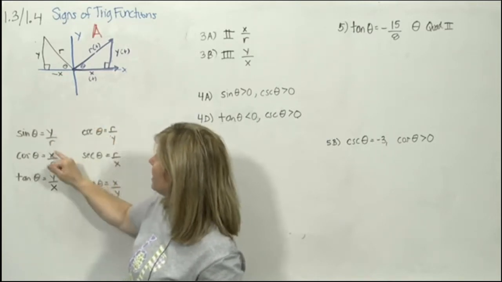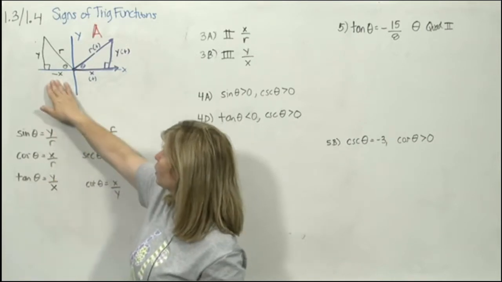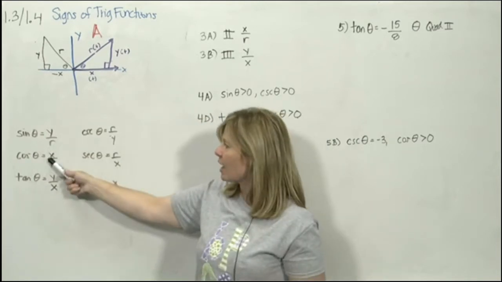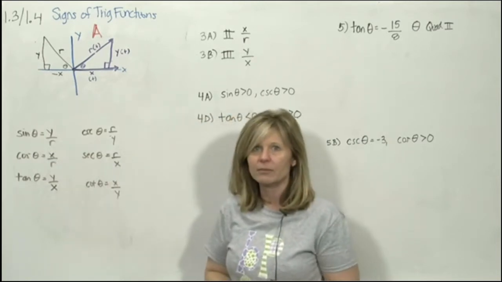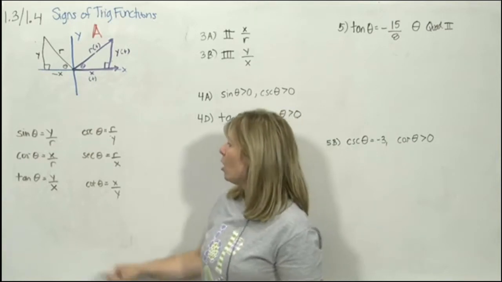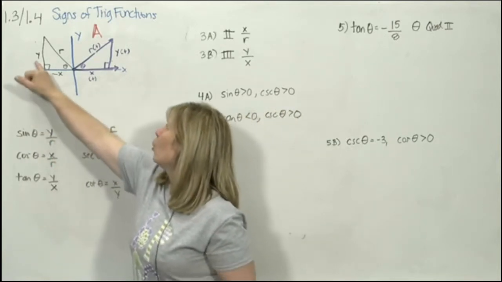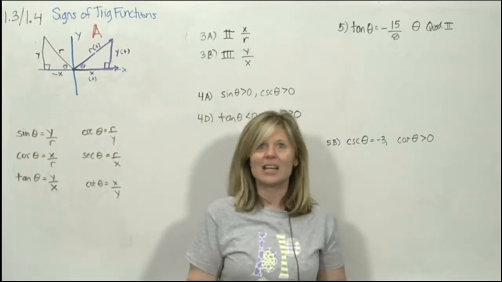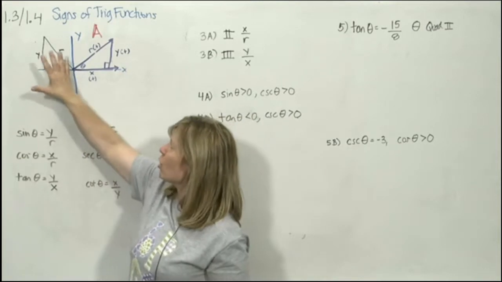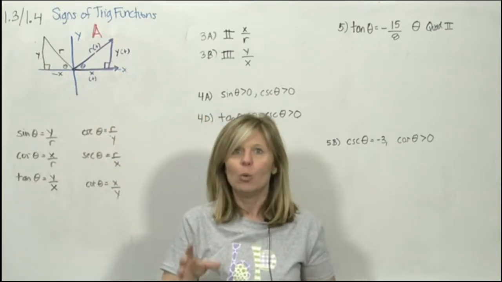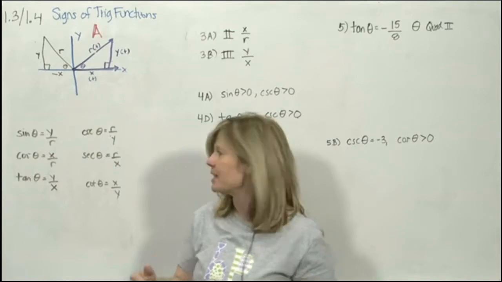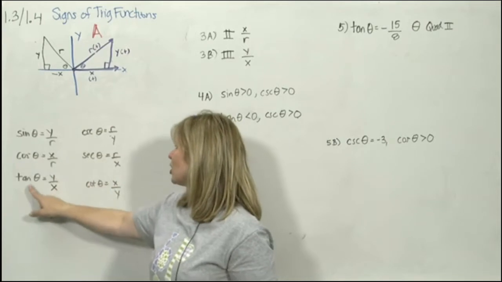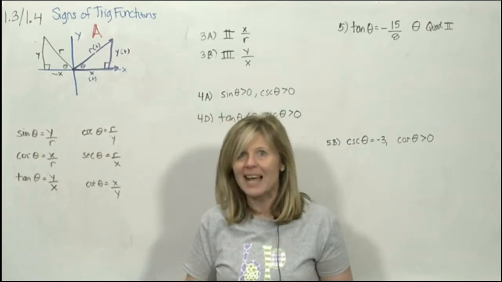So do you all agree if I did x over r, if I found the cosine here, this would be a negative over a positive, which would be a negative. And if cosine's negative, then secant would be negative, because it's the reciprocal. Also, tangent, if we did y over x, y is positive, x is negative. Well, a positive over a negative is a negative. So if we draw the right triangle in quadrant 2, because the x value in quadrant 2 is always negative, these 4 trig functions, cosine, secant, tangent, and cotangent, are always going to be negative numbers.